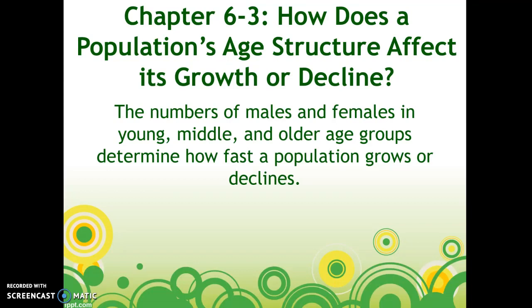The focus of Chapter 6, Section 3 is age structure diagrams. Specifically, how does a population's age structure affect its growth or decline? The numbers of males and females in young, middle, and older age groups determine how fast a population grows or declines.